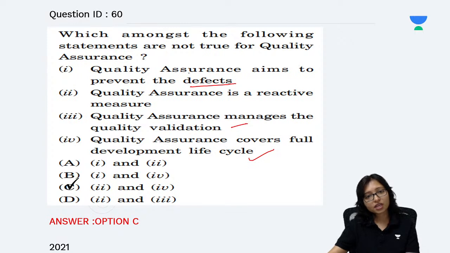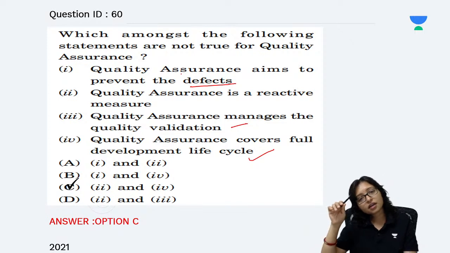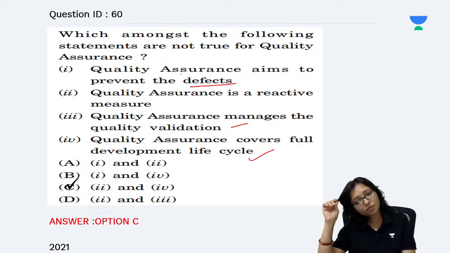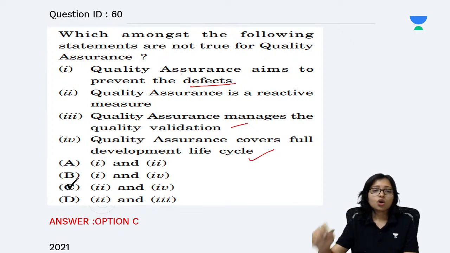Quality assurance is a reactive measure. Quality assurance covers the full development life cycle. Quality aims to prevent the defect. Quality assurance manages quality validation. Option 3 is eliminated.